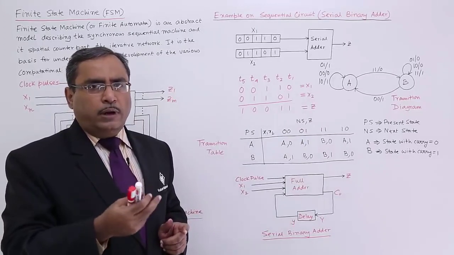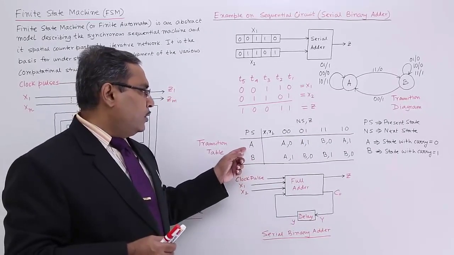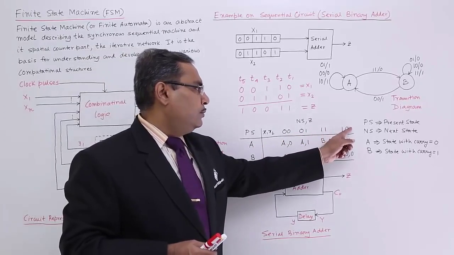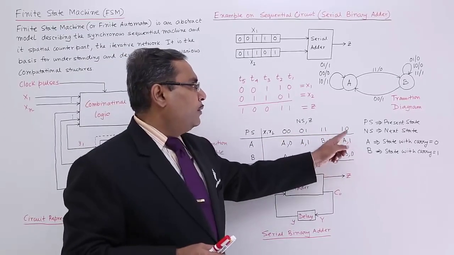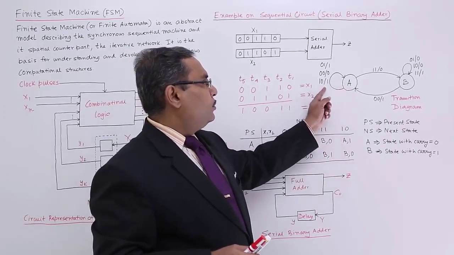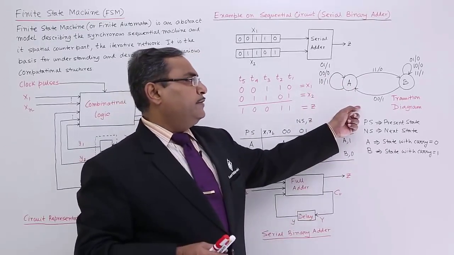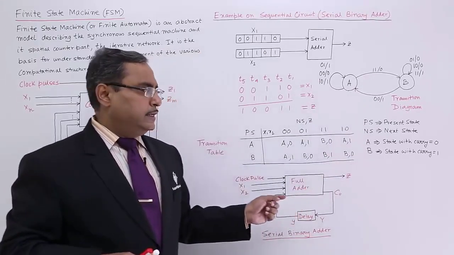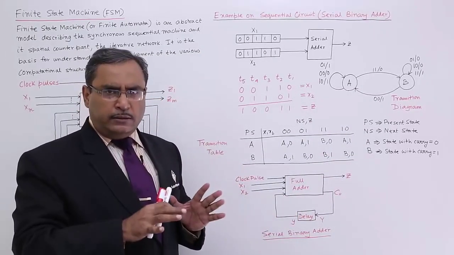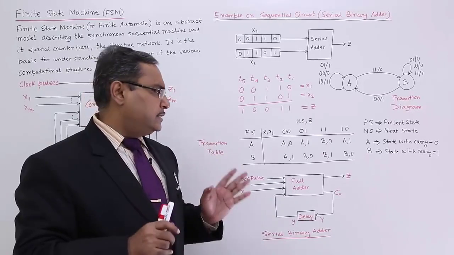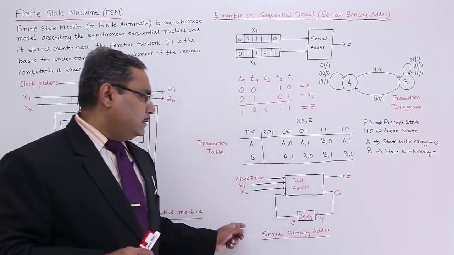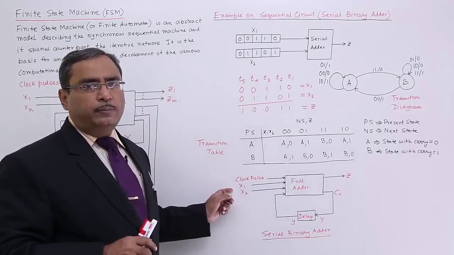Let me show another one, selected arbitrarily. Now at A with 1 0, the next state will be A and the output will be 1. In this way it has been done. So this is my transition diagram, and this is my transition table. Same thing, but in two different representations.